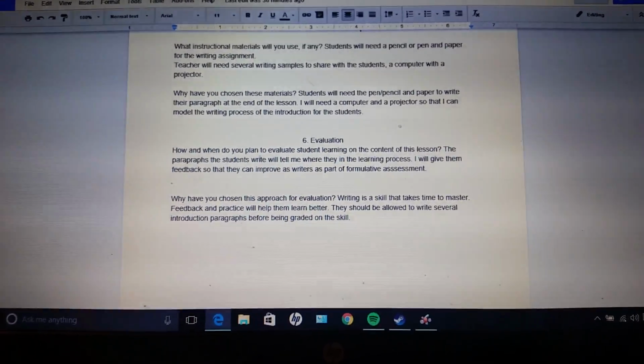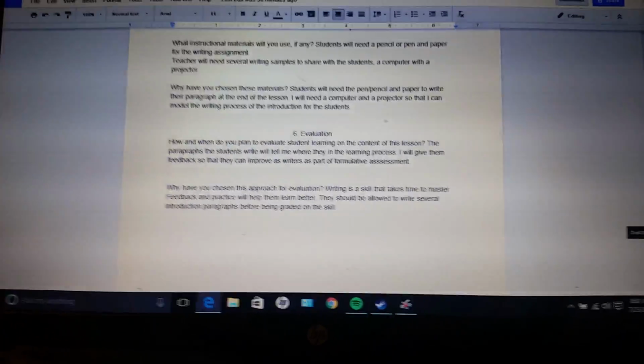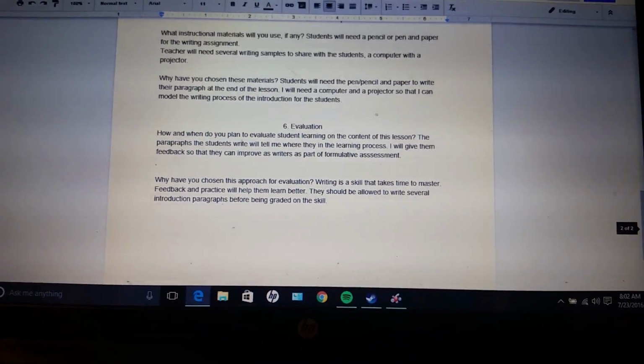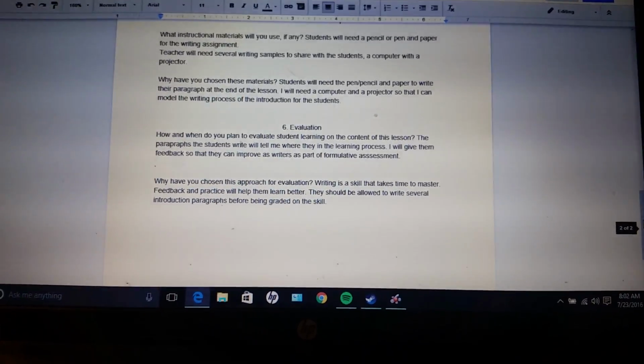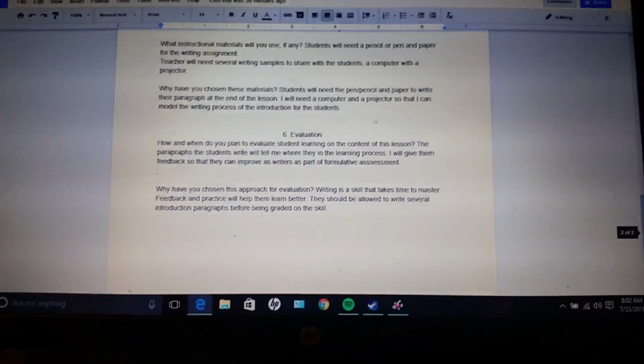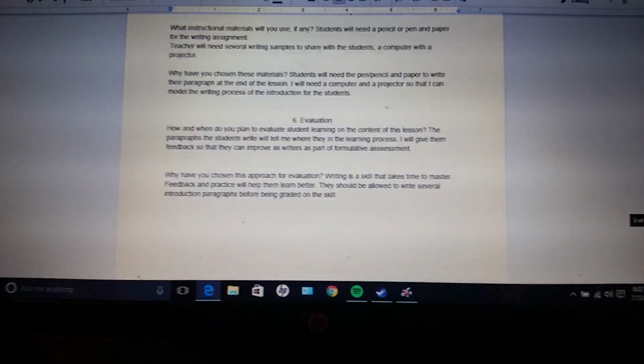Evaluation. How do I plan to evaluate the content of this lesson? The paragraphs the students write will tell me where they are in the learning process. I will give them feedback so that they can improve as writers as part of a formative assessment.